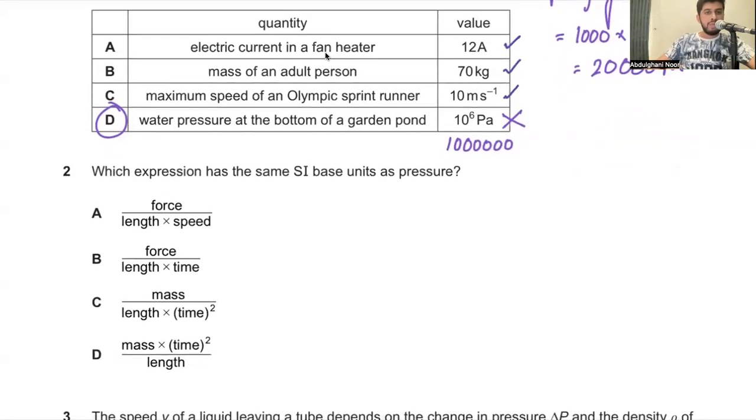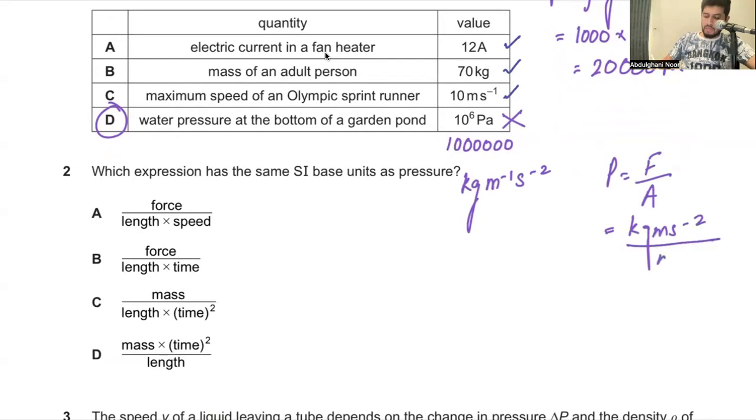Question 2 says, which expression has the same SI base units as pressure? So how do you work it out? You simply substitute. The base units for pressure are kilogram per meter per second squared. In case you're wondering how we come up to this, pressure is force per unit area. The base units for force are kilogram meters per second squared. For area, it's meter squared. That gives us kilogram per meter per second squared.